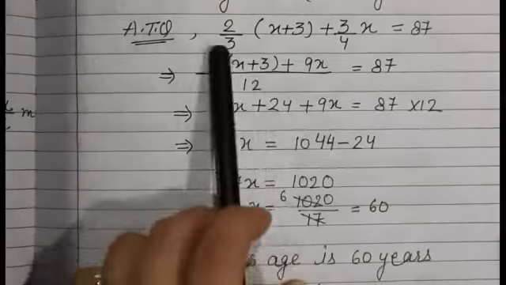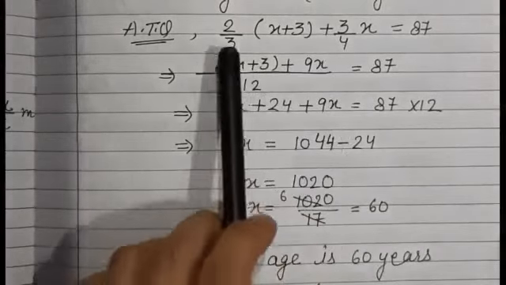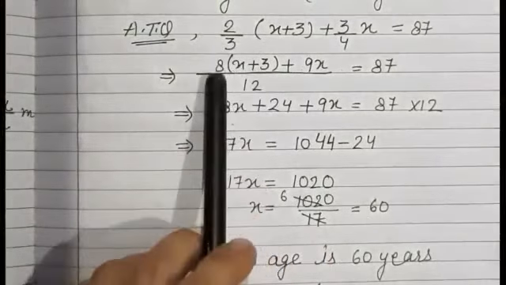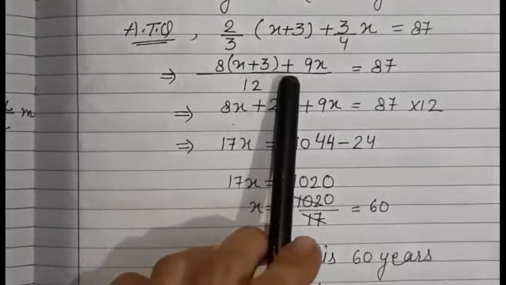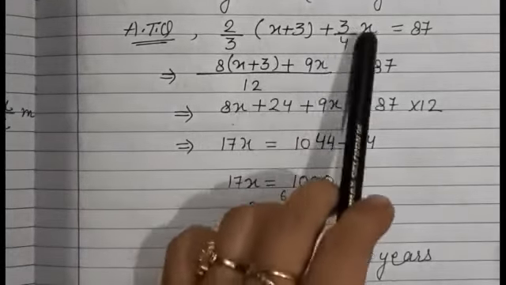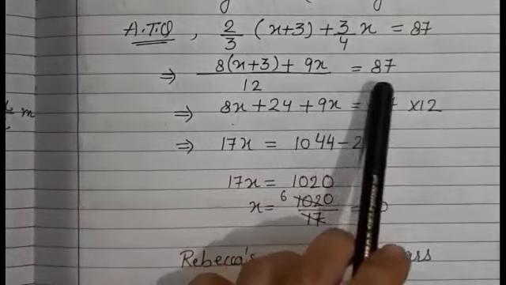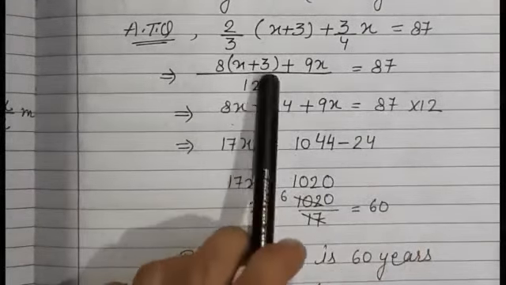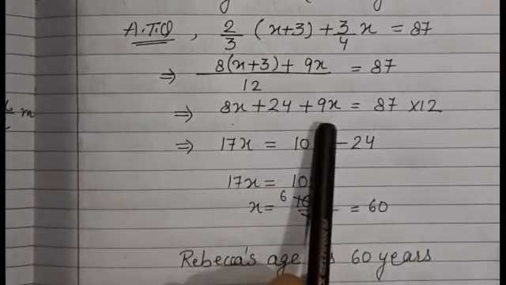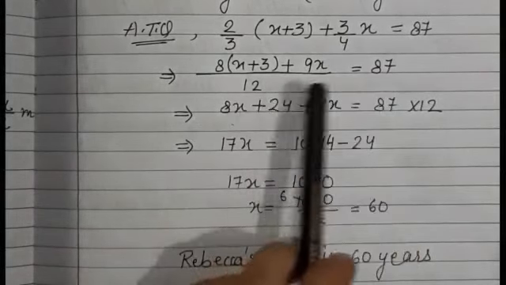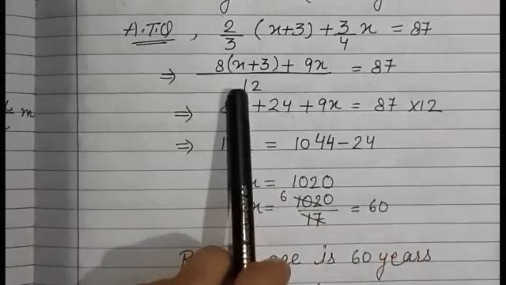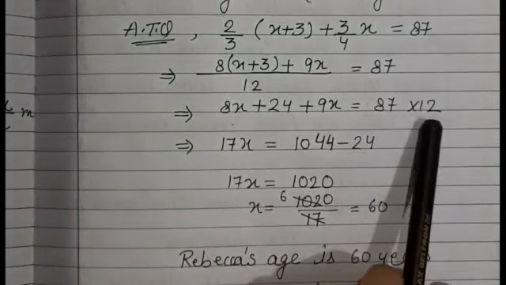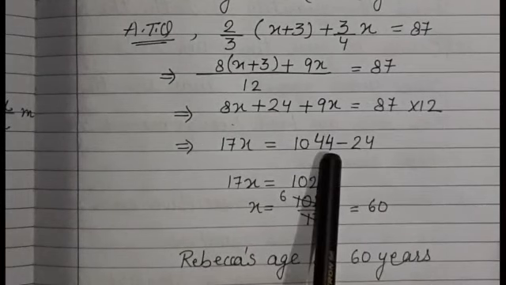Now solve this equation. We have to take the LCM. LCM of 3 and 4 is 12. 3 4s are 12, then 4 2s are 8. 8 into (x plus 3) plus 4 3s are 12, 3 into 3x will be 9x, is equal to 87. Now open the bracket: 8x plus 8 3s are 24 plus 9x is equal to 87 into 12. Here 12 is in division, so when we transpose, we have to multiply. So 87 into 12 will be 1044.